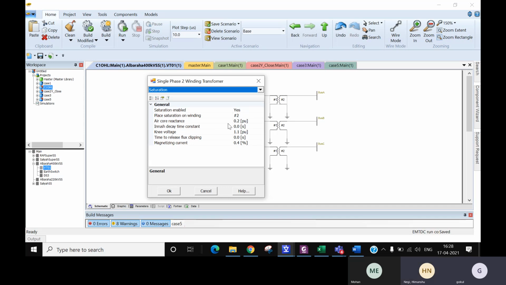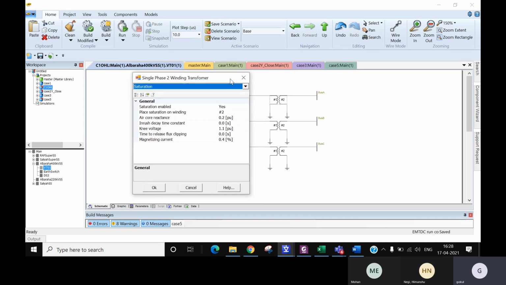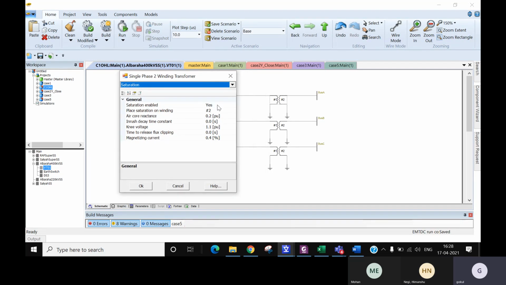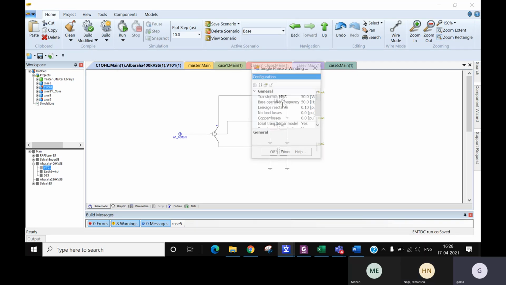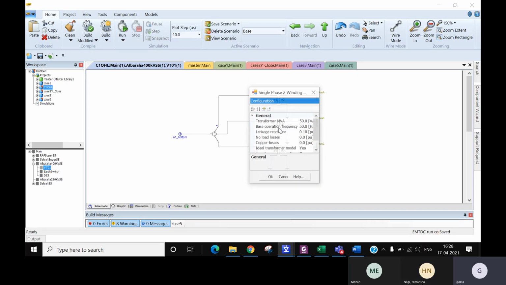So the data for the VT is from the data sheet. You can take these values like 50 VA, 50 Hertz, and the winding voltage, and the remaining things you have to get from the VI characteristics of the VT. The same thing, like this is a single phase transformer.